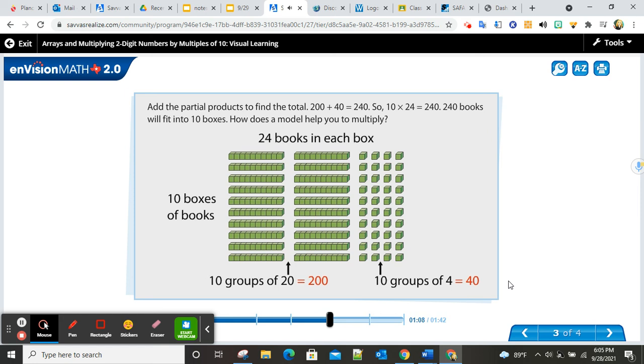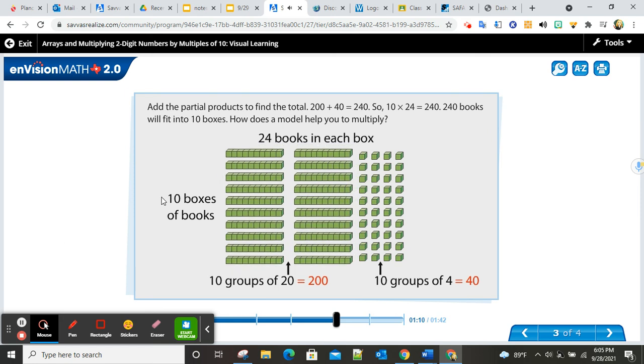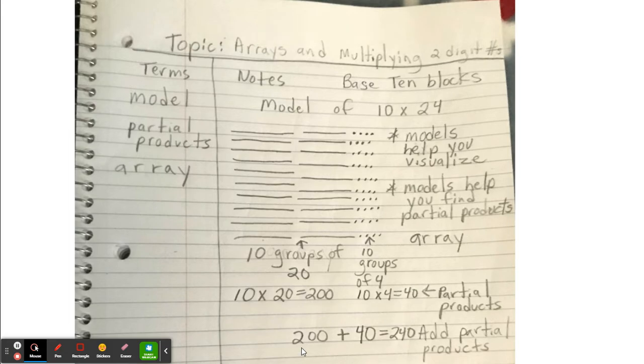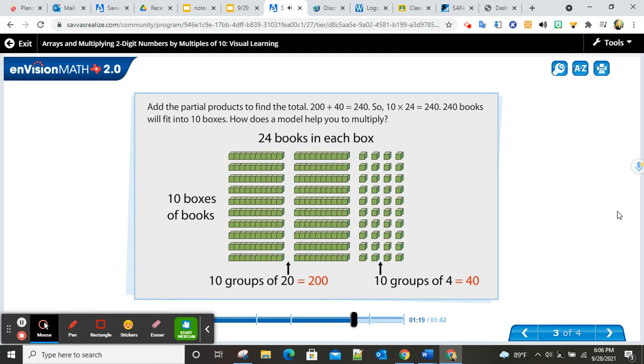Add the partial products to find the total. 200 plus 40 equals 240. So 10 times 24 equals 240. Let's add this to our notebook. So notice I wrote 200 plus 40 equals 240. And I wrote the step down, add partial products, to help me remember if I'm working on a problem and I need to look at my notes again. Pause this video to finish your notes. 240 books will fit into 10 boxes.